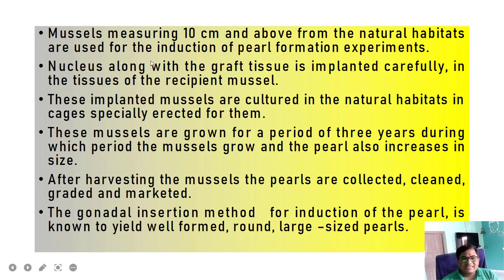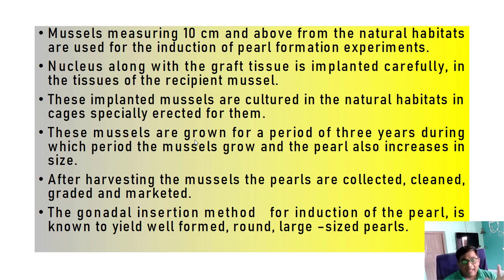So you can easily get these mussels in the natural habitats, in a river, in a pond, in a reservoir. So you can just collect these 10 cm and above mussels for this pearl formation experiment, and the nucleus along with the graft tissue is implanted carefully in the tissues of the recipient mussel. So when we select any mussel, the nucleus along with the graft tissue is implanted carefully in the tissue of this recipient mussel, and these implanted mussels are cultured in the natural habitats in cages specially erected for them.